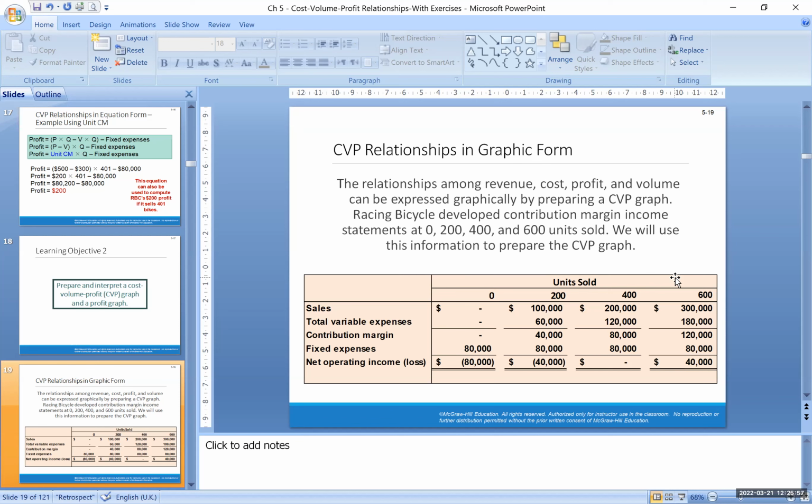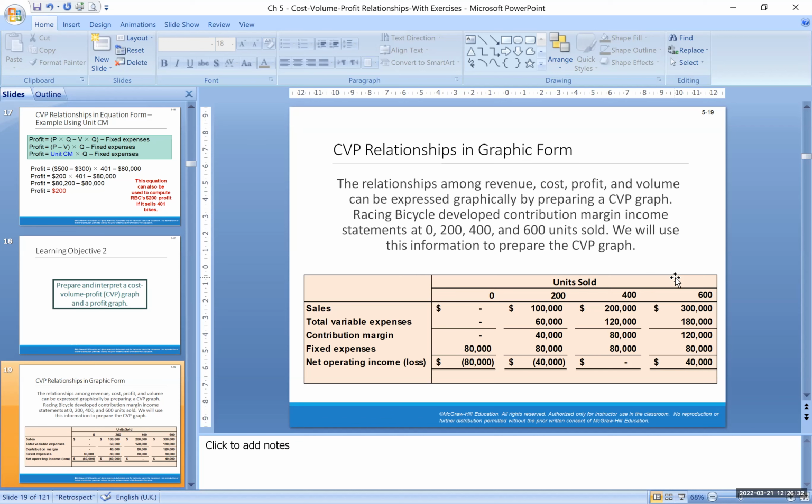The relationships among revenue, or sales revenue in this case, cost, profits, and volume can be expressed graphically by preparing the CVP graph, the cost volume profit graph. Racing Bicycle developed contribution margin income statements at 0, 200, 400, and 600 units sold. We will use this information to prepare the CVP graph.